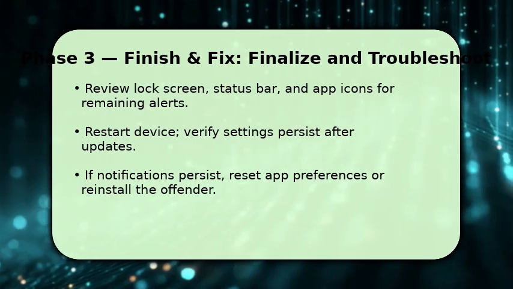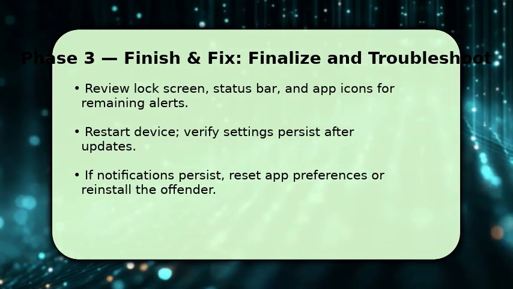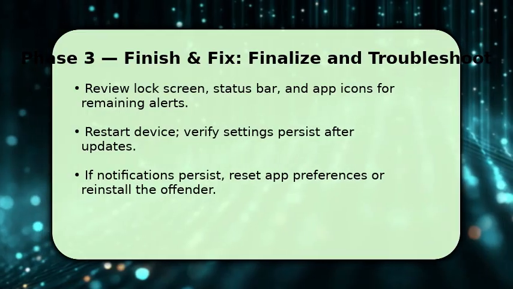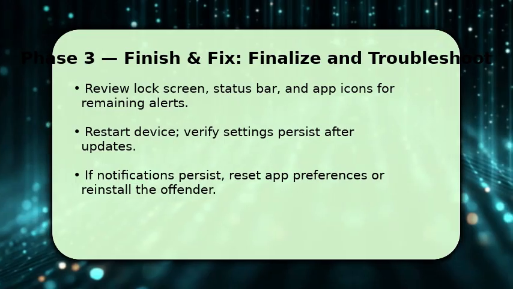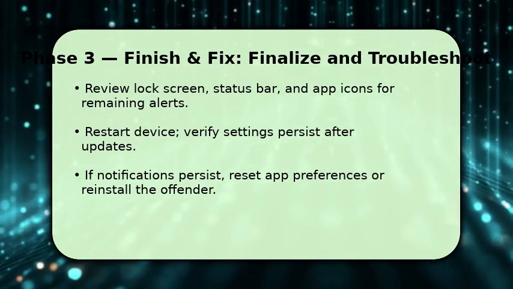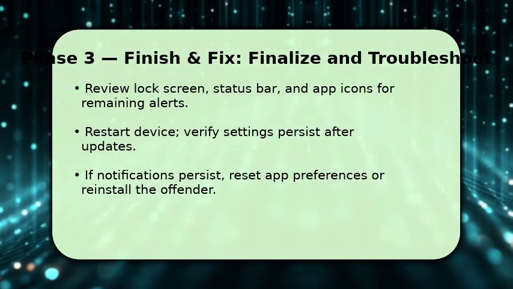If notifications still leak through, reset app preferences for that app, clear its cache, or reinstall it. If all else fails, use system-level reset for notification settings. This usually fixes stubborn permissions without wiping personal data.